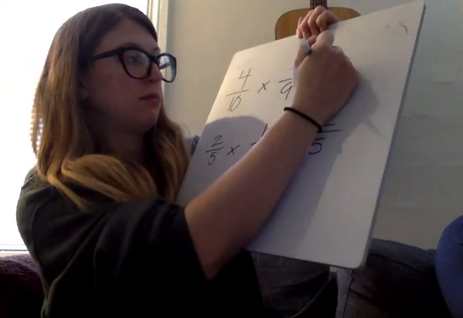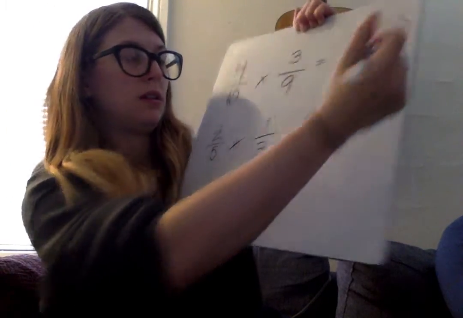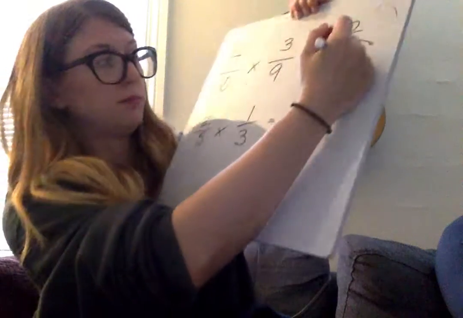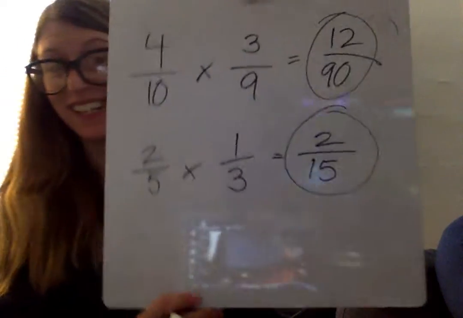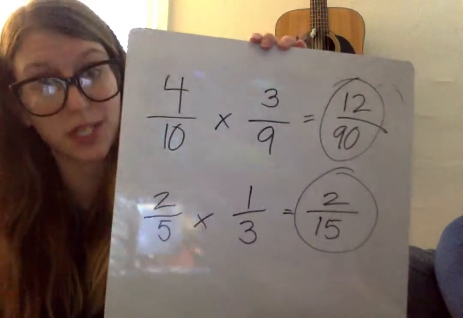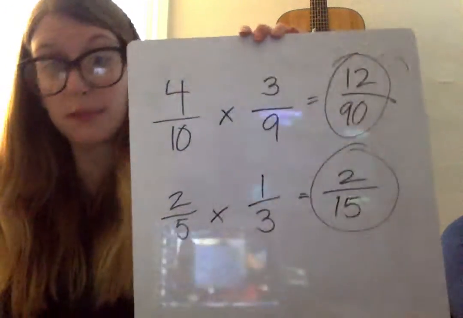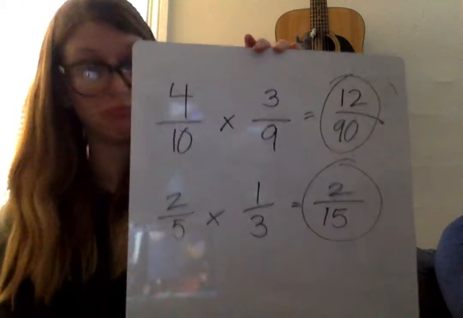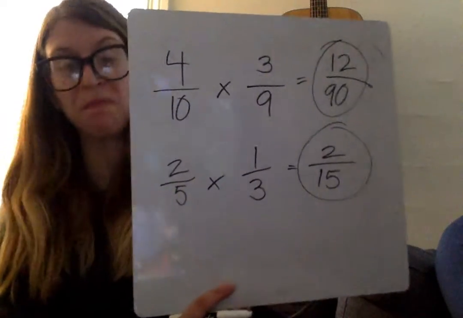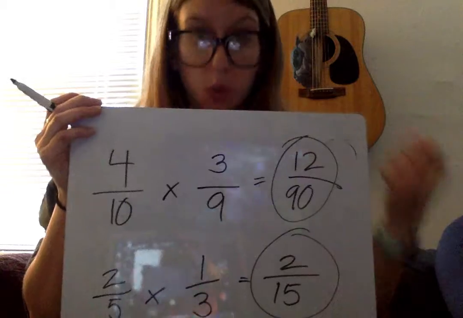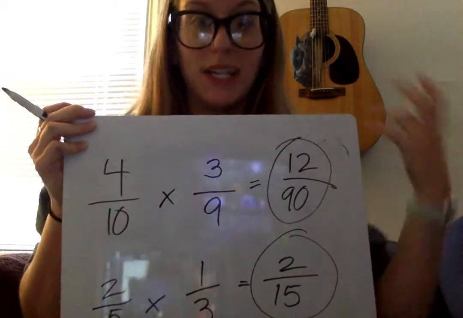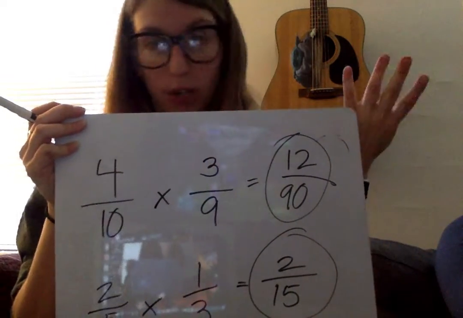Multiply the top, multiply the bottom, and 12/90ths is still the same thing as 2/15ths. Both of these make me happy. I'm A-okay with either. The important thing I want you to remember is that by keeping the square, we are forcing it to be a dependent compound event.